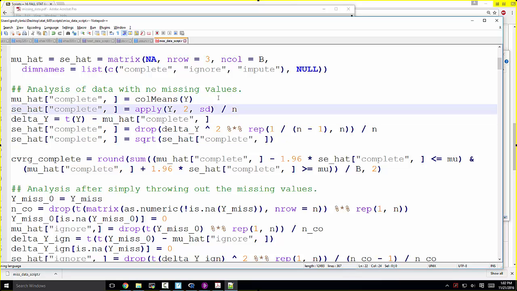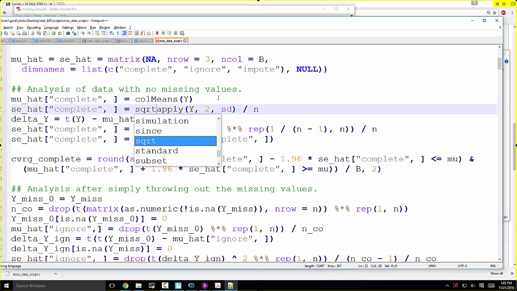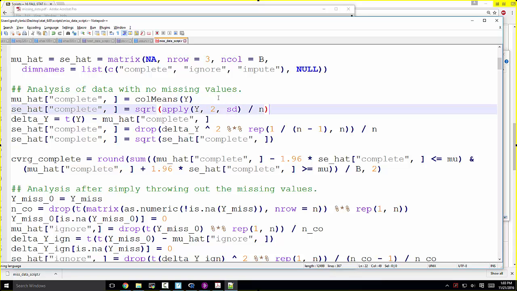So the standard error of a sample mean, the variance of a sample mean, is sigma squared over the sample size. The standard error, or just the standard deviation, would be the square root of that. So here I'm computing the square root of the sample standard deviations of each of the columns divided by the sample size. This is like S over the square root of N. But I'm using colMeans and apply because we have 1,000 columns representing 1,000 simulations.